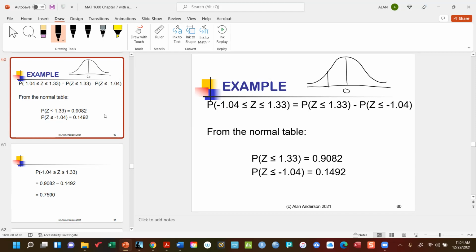Between negative 1.04 and positive 1.33. So as usual, we'll simply look up the two individual probabilities and then subtract. All right, so let's confirm this 1.33.